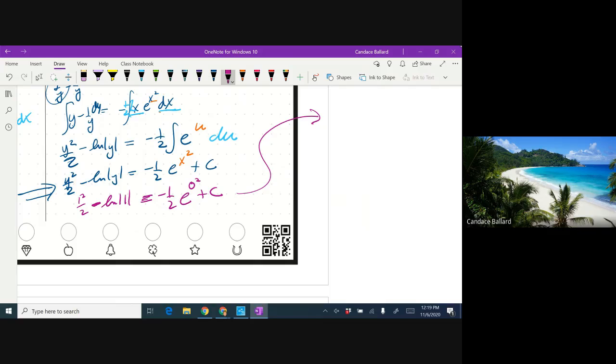Okay, so 1 squared over 2 would just be 1/2, right? All right. What's the natural log of 1? Oh, you guys are too good. I didn't even ask the question. You all are mind readers. Okay, so it's 0, so that goes away.